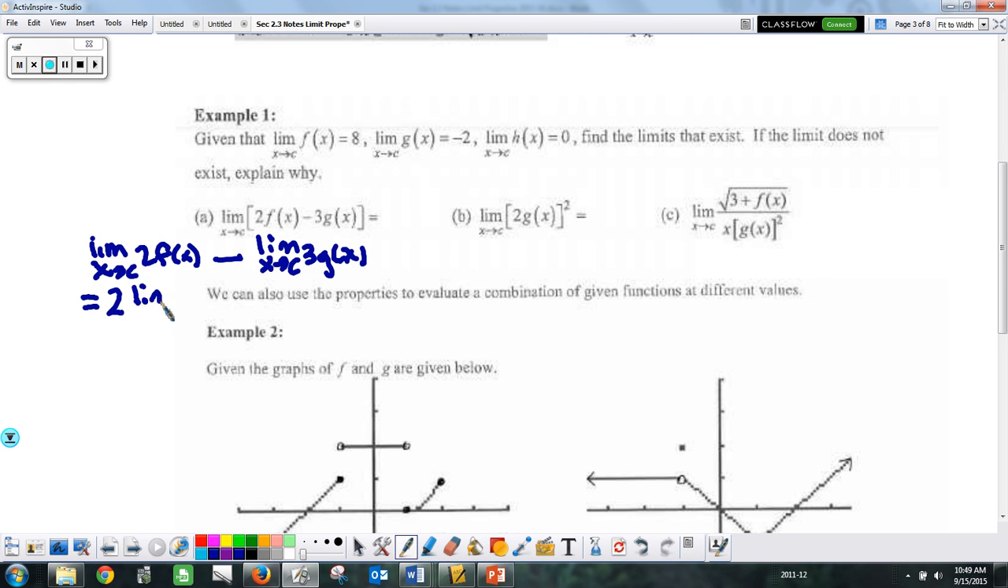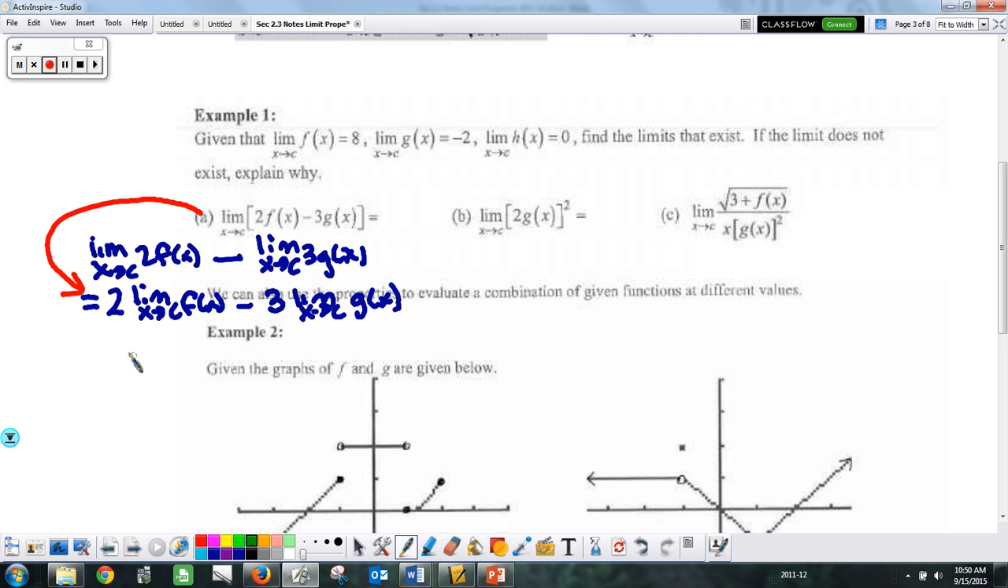That's 2 times the limit as x approaches c of f of x minus 3 times the limit as x approaches c of g of x. So we're down to here. Now, I don't care if when you're doing these problems you go directly from this line to that line. That's perfectly fine. You're using 2 properties. The limit of a difference is the difference of the limits, and the scalar multiple we can factor out.